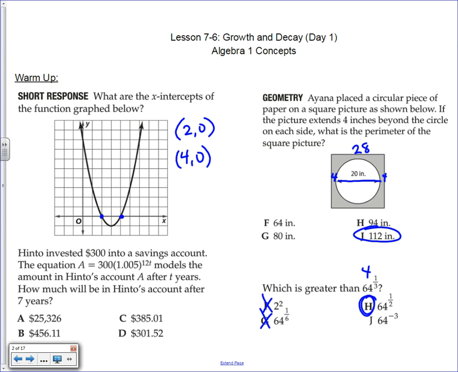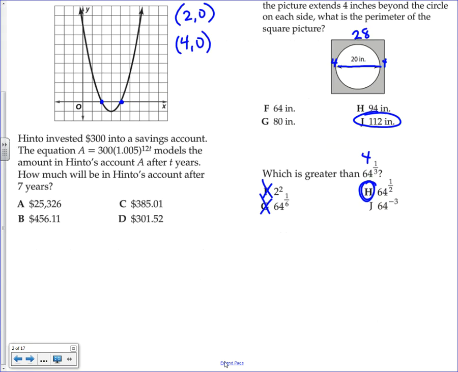What do they tell me? What do I know? What needs to happen? Okay, so did everybody see how that $300 is already in the equation? What else do we know? T is for years. Does everybody see how it says right here, T is years? And how many years is he going to leave it in there? 7. So he's got to put the 7 right in there for T. So let's go ahead and do that.